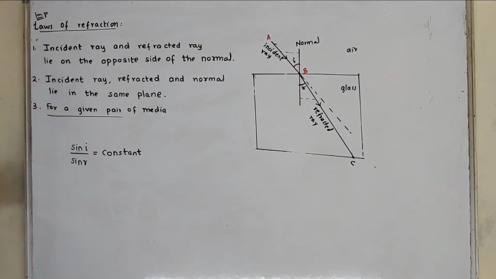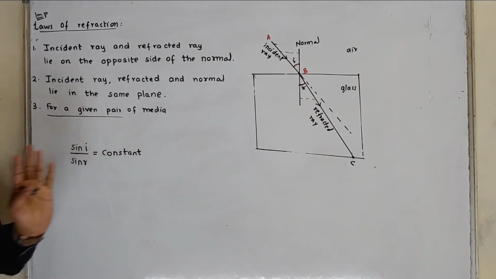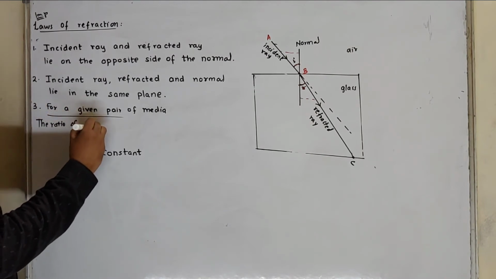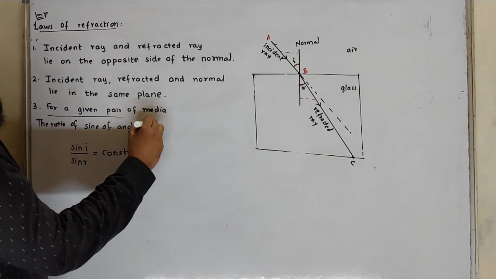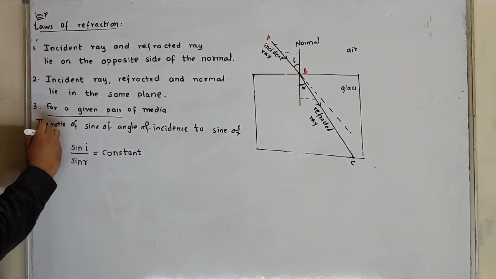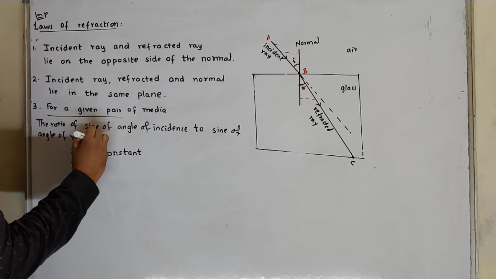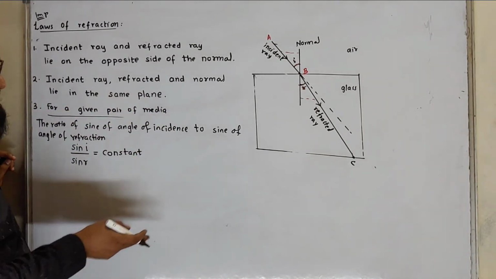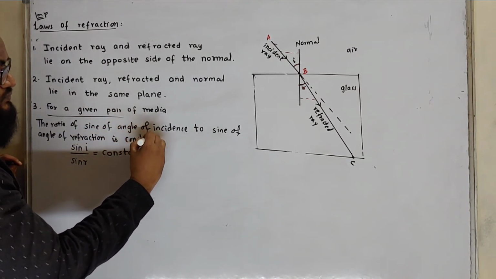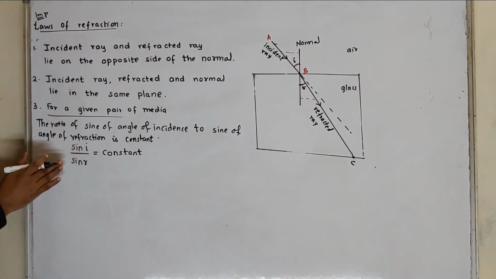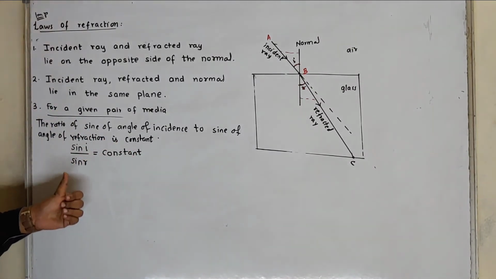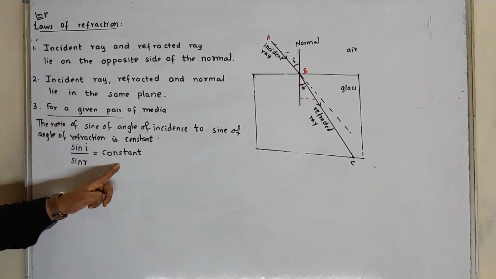So what you need to write down over here, for a given pair of media: sin I upon sin R is equal to constant, or the ratio of sine of angle of incidence to sine of angle of refraction is constant. This is called Snell's law. Sin I upon sin R is equal to constant is called Snell's law, and this constant is called the refractive index.